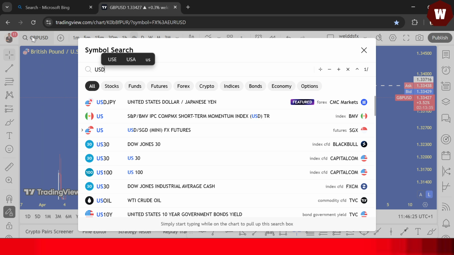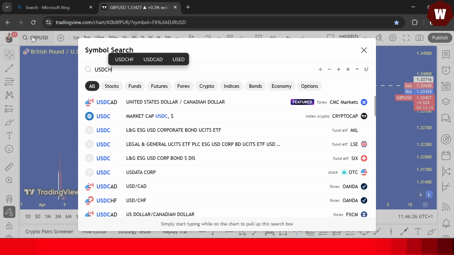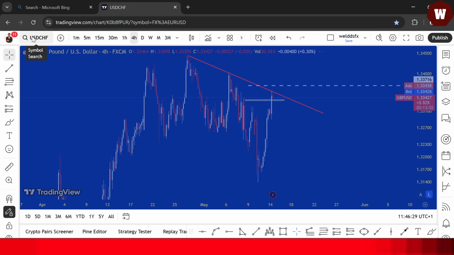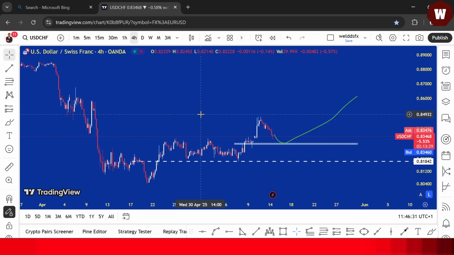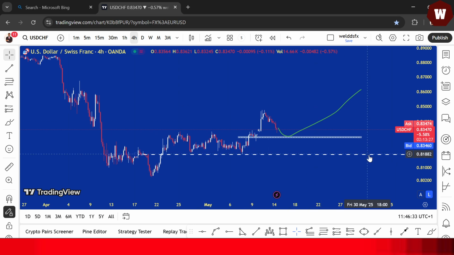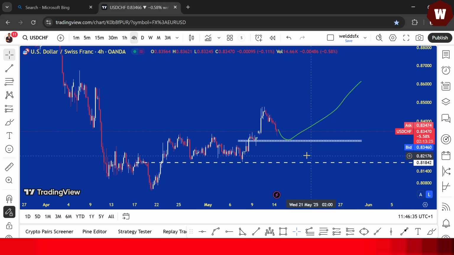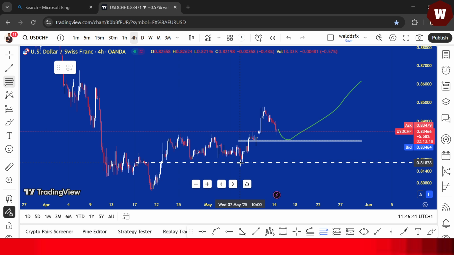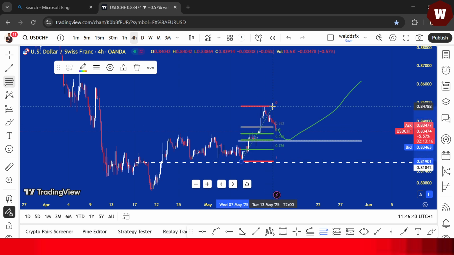Now, the next one is US dollar CHF. You can also see that the dollar CHF is one of the trades that we are looking at. Okay, so this is what I have seen. I'm waiting for it at this level. If you take the Fibonacci retracement from this low up to that high, this level here coincides with the 61.8 fib level, and there is also a gap. So once it closes that gap, I'm going to execute that trade.